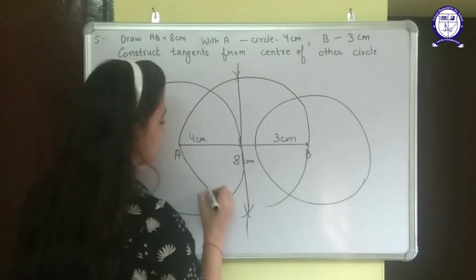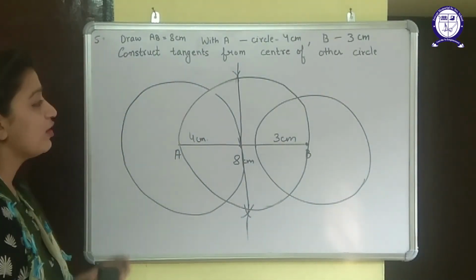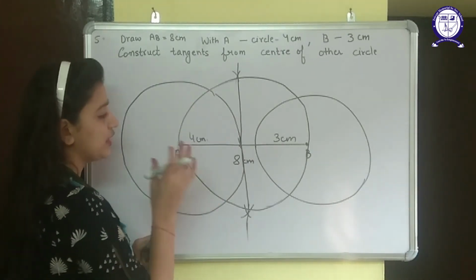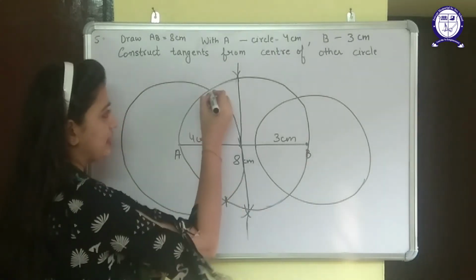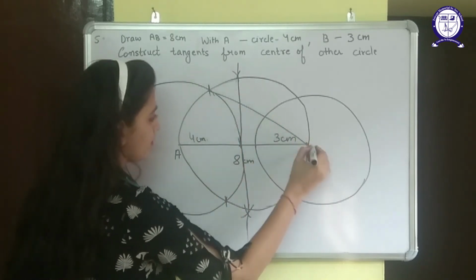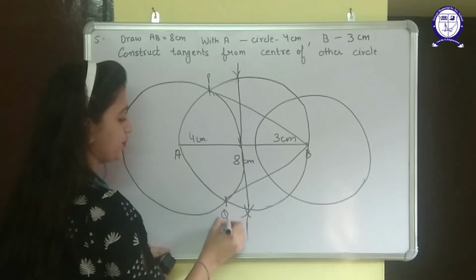It will be something like this. Okay, now what will I do? If I want to draw the tangent of this circle, I need to draw lines joining these points to this point. Okay, we can name them as P and Q.